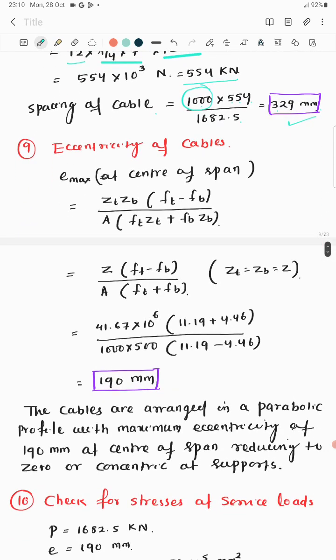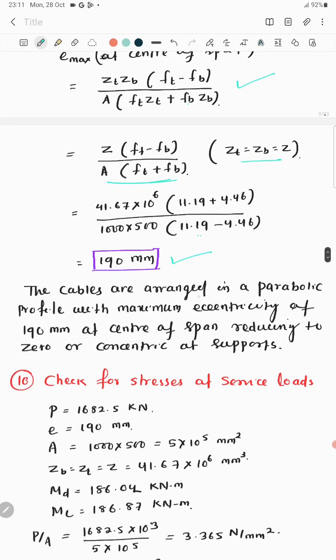Now the next step is to calculate the eccentricity of cable. So this is the expression to find out the eccentricity at the center of the span: ZT ZB (FT minus FB) divided by A into (FT ZT plus FB ZB). By putting here ZT is equal to ZB, which is equal to Z, the expression becomes this, and all the values we have already calculated. Just put all the values here, so you get an eccentricity of 190 mm. Now the cables are arranged in a parabolic profile with maximum eccentricity of 190 mm in the center of the span, and it reduces to 0 at the support.